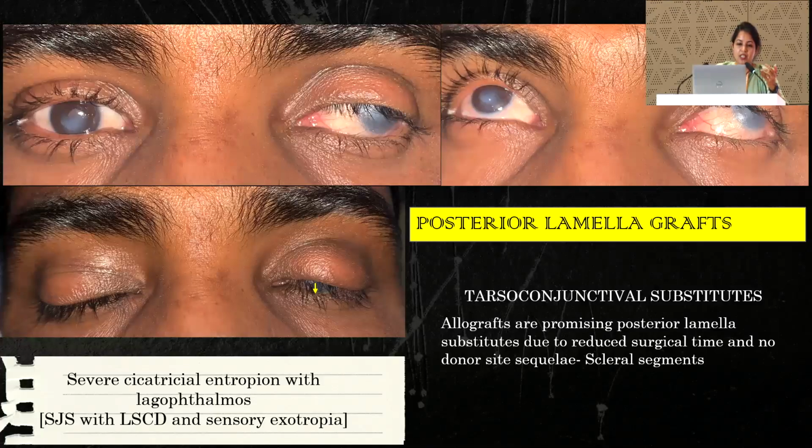An example is scleral segment. This young patient shows a case of severe cicatricial ectropion with lagophthalmos, showing thickening of the upper lid, suggesting diffuse involvement of the lid. Most of the minor to moderate cases can be managed with the mobilization of the local flap. However, large or diffuse involvement requires a full thickness graft or sometimes a posterior lamellar augmentation.